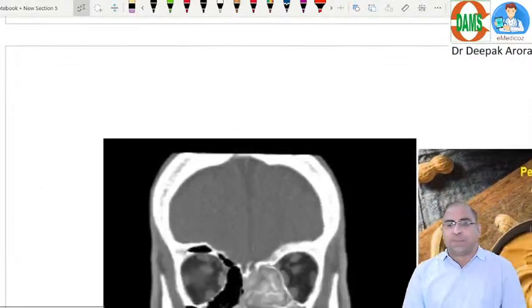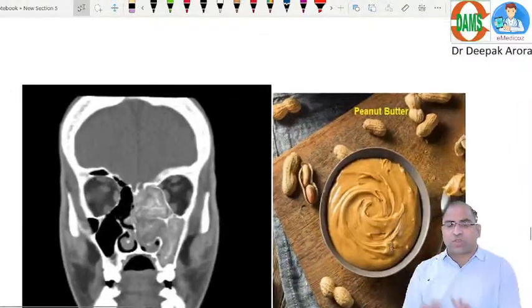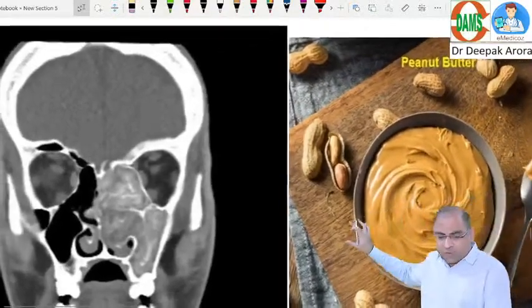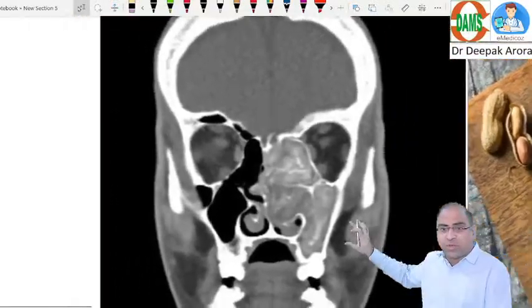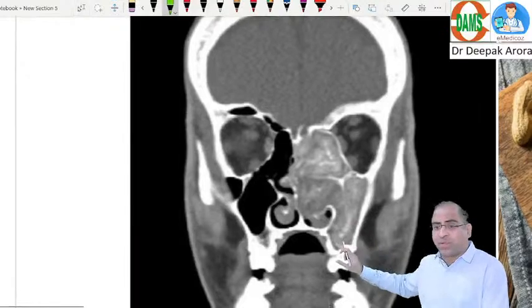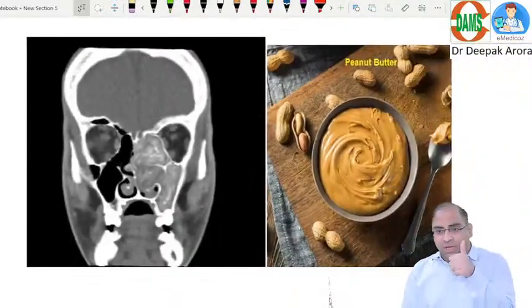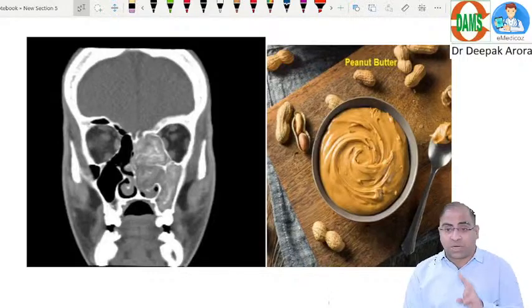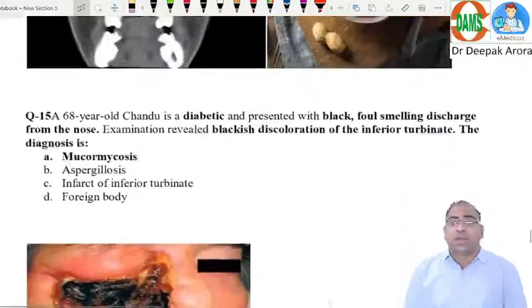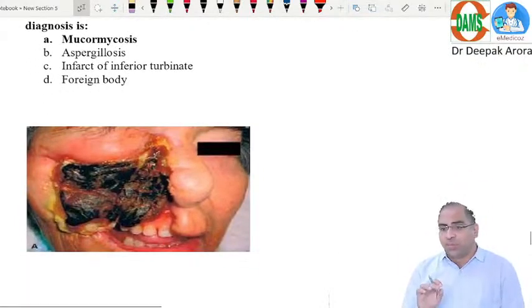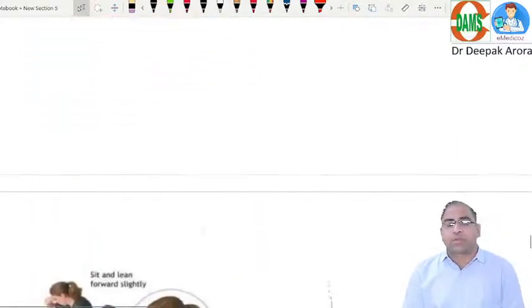Clear? If examiners show you this type of slide, beta, this is peanut butter-like, foul-smelling mucus discharge with heterogeneous opacity. This is allergic fungal rhinosinusitis. Heterogeneous opacity with peanut butter. These are the two keywords for allergic fungal sinusitis. This topic we have already discussed. This is your mucormycosis. This MCQ we have discussed.